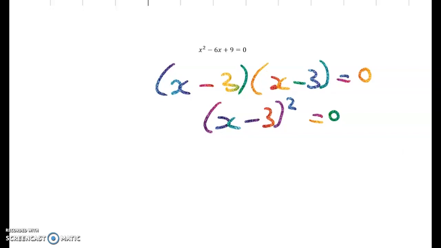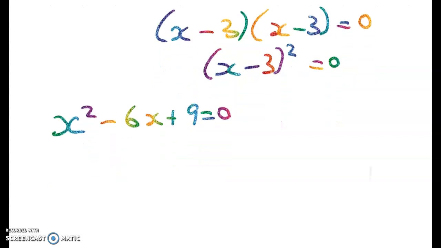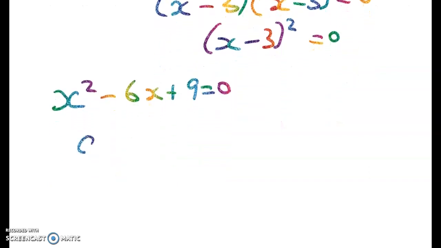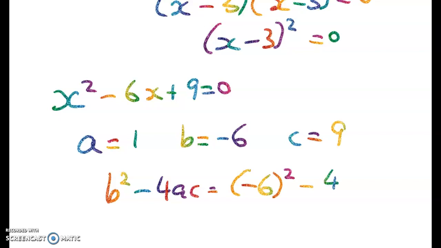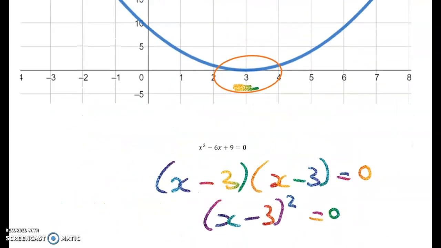Let's look now at what's going on with the discriminant in here. We've got x squared minus 6x plus 9 equals 0. So what's b squared minus 4ac? Well, a is 1, b is negative 6, and c is 9. b squared minus 4ac will be negative 6 squared minus 4 times 1 times 9, which gives me 36 minus 36, which is 0. So that's why we're generating only one solution.